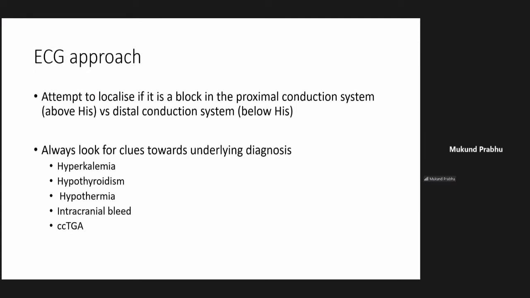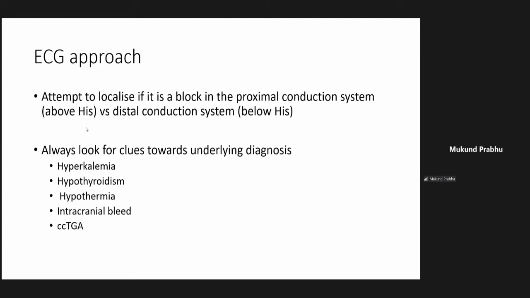Apart from this, we have to attempt to localize if the block is in the proximal conduction system, the so-called suprahisian level, above the His, versus in the distal conduction system, that is below the His, because this differs in prognosis. Suprahisian rhythms are generally dependable, narrow in QRS, whereas distal ones are slower and not very dependable, and have a higher risk of sudden cardiac death.